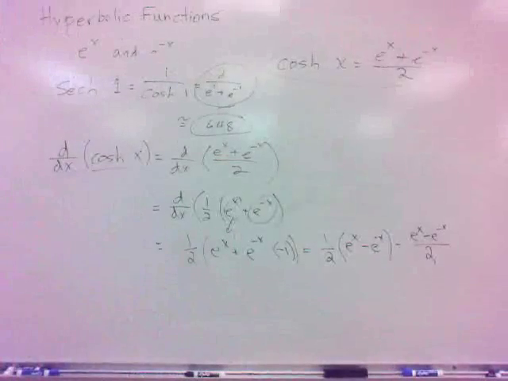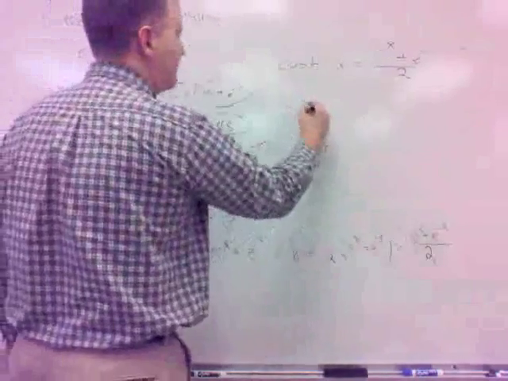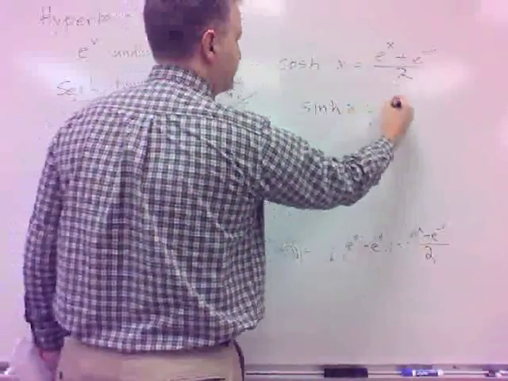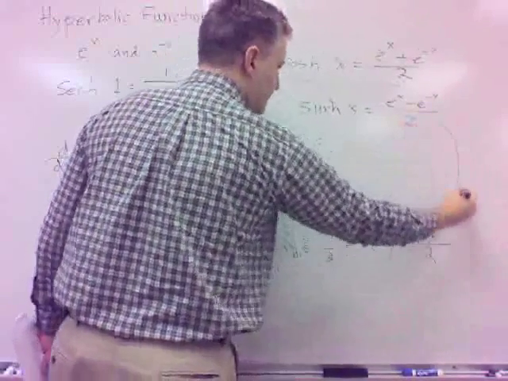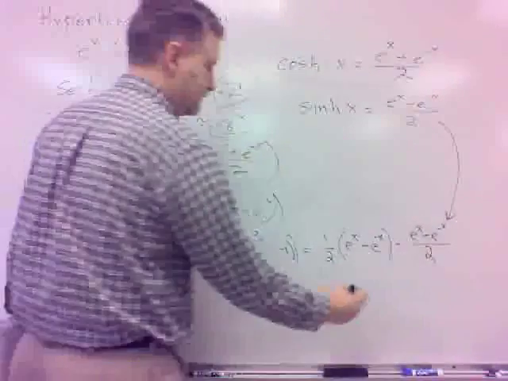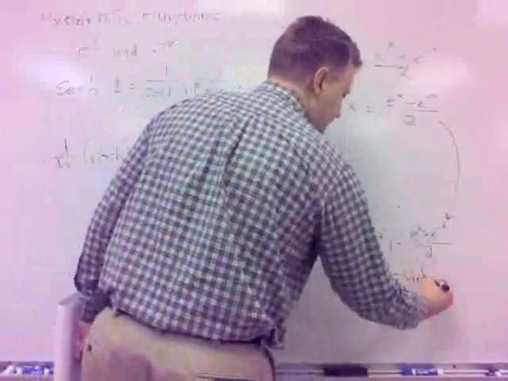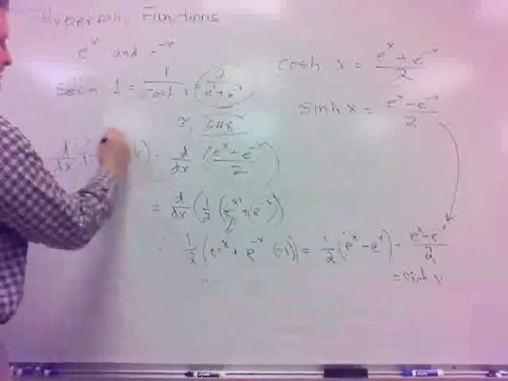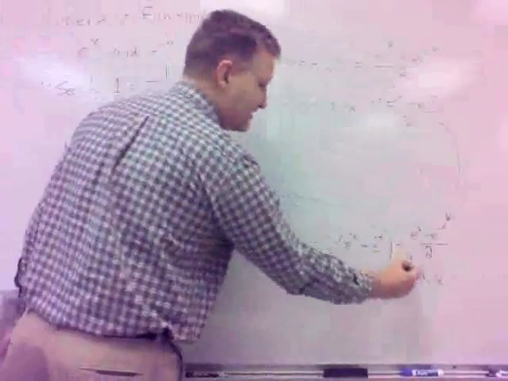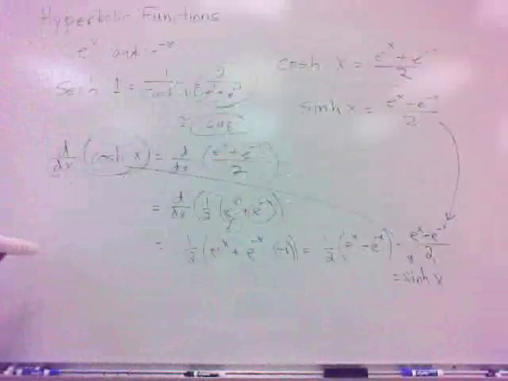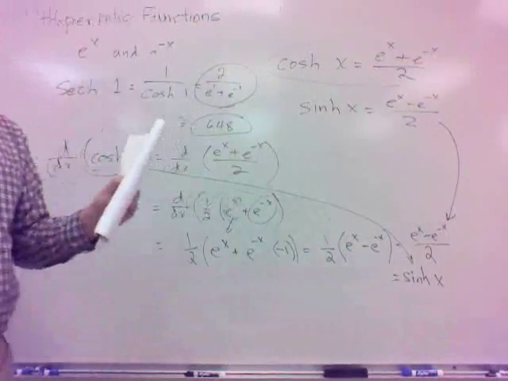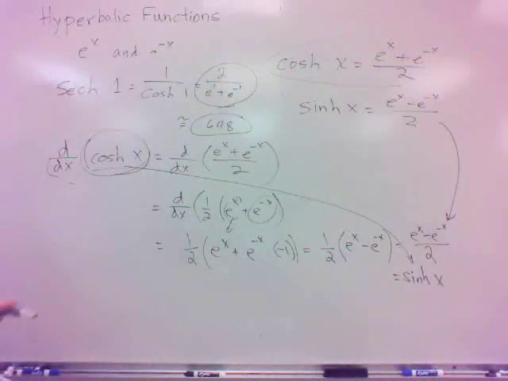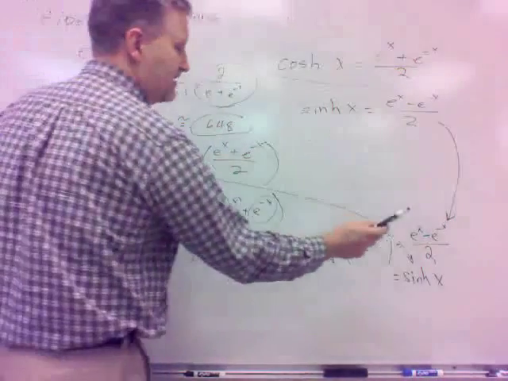Well, that might look familiar. I've erased it, but remember what sinh was? sinh was e to the x minus e to the minus x over 2. Isn't that exactly what I've got there? Turns out the derivative of cosh is not minus sinh, it's just sinh. So that's a little bit different than the trig function cosine, but nonetheless, that's what it is. It turns out the derivative of cosh is just positive sinh.